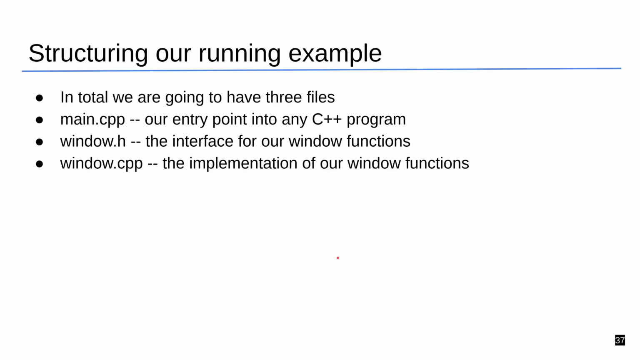Okay, so we want to structure this example that we've been running with, creating a window, to have 3 files in total, just for now to keep things simple. We're going to have a main.cpp, which contains the main function, which is our entry point into any C++ program. We're going to have the window.h, which is the interface for our window functions, and the window.cpp, which is the implementation of our window functions. So this is our interface, this is our actual implementation.